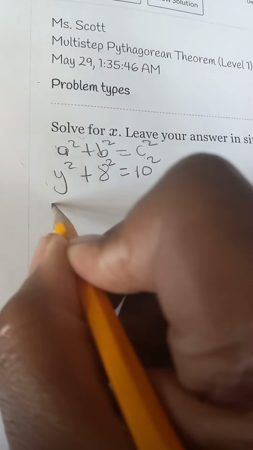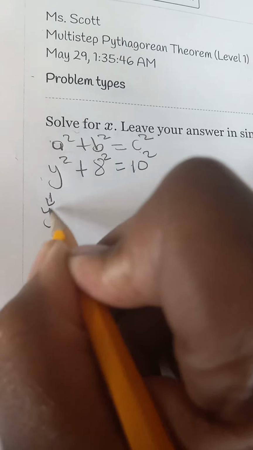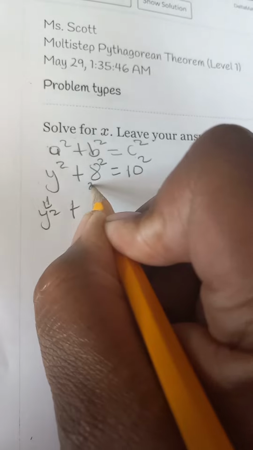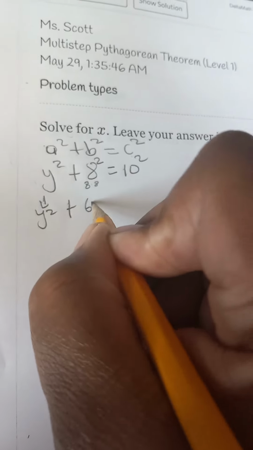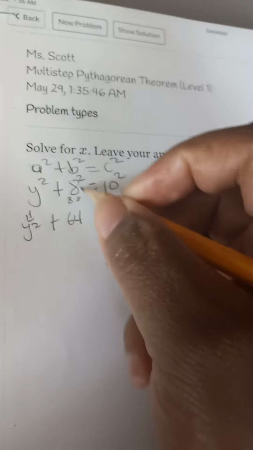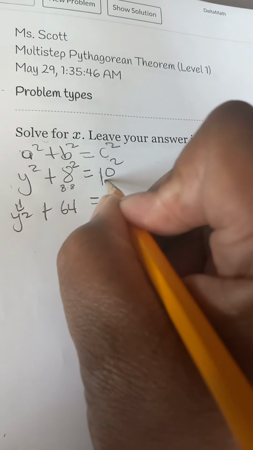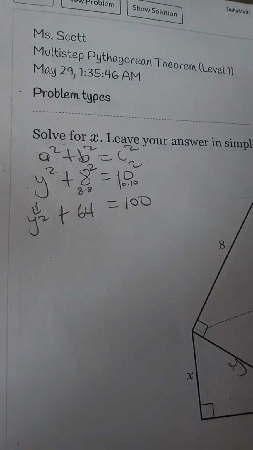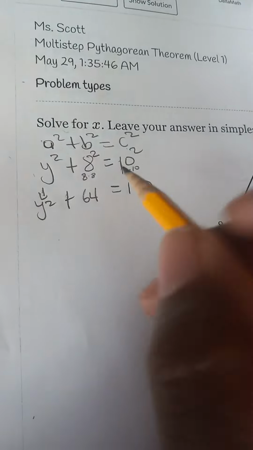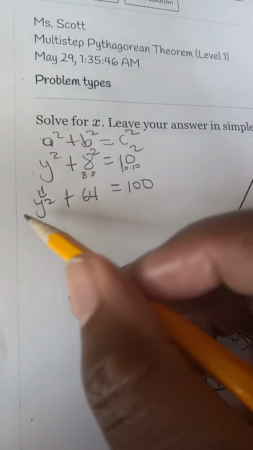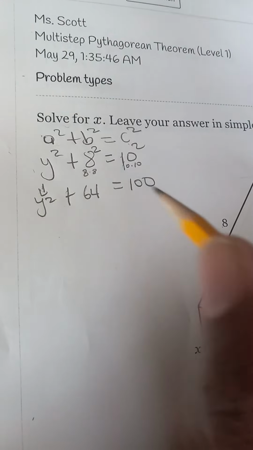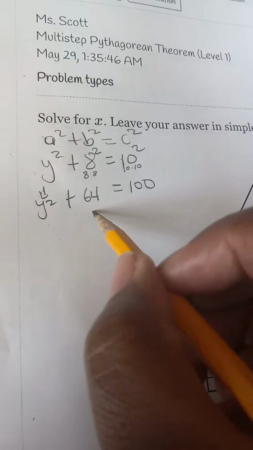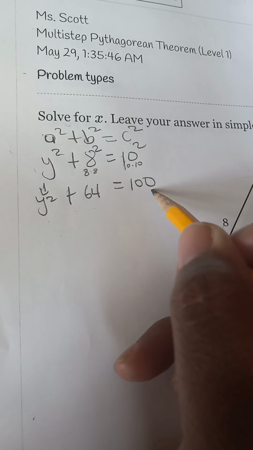So I have y squared plus, we know 8 times 8 is 64. 8 squared is 8 times 8, and that's going to be 64. And we know 10 squared is 10 times 10, and that's going to be 100. Now we get to here. If you know how to solve a linear equation, you're good to solve this. If not, I'm going to do it step by step. I have y squared plus 64 is equal to 100.